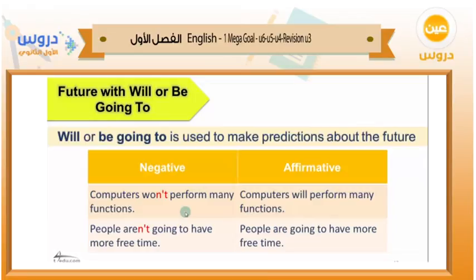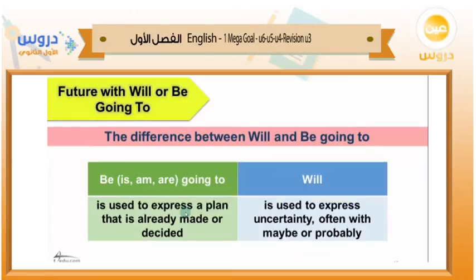Let's take another example. We will play football. We will not play football. We are going to play football. We are not going to play football. So now the difference between will and going to, we can say, I will go to Mecca next year, or I am going to go to Mecca next week. When do we use will and when do we exactly use am, is, are going to?